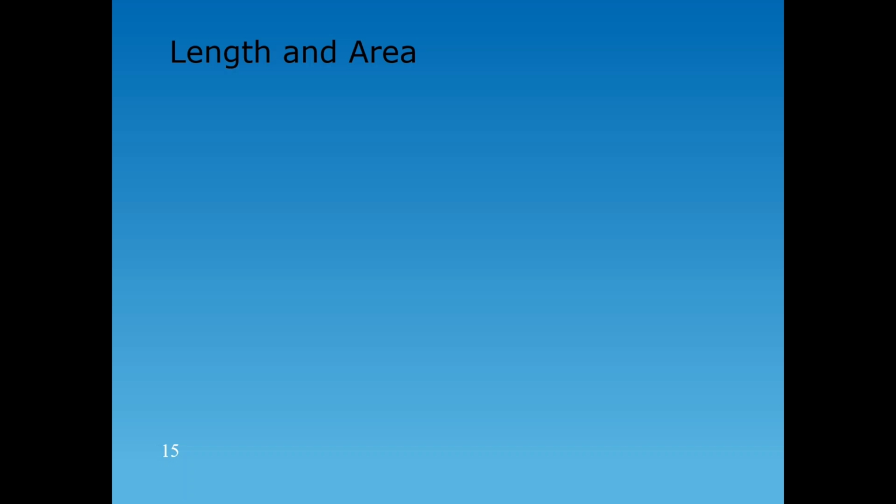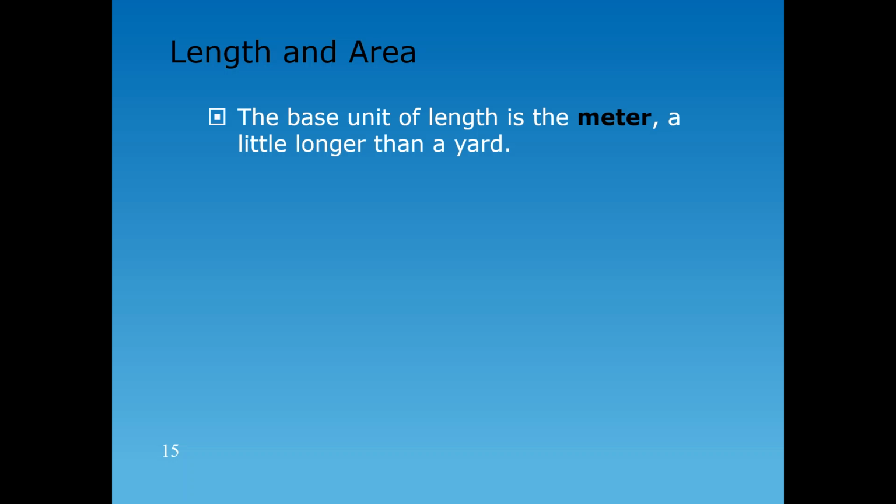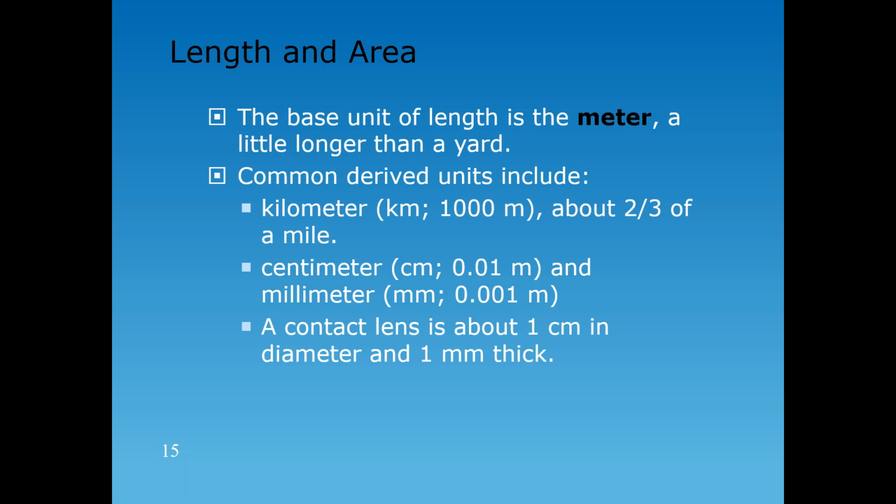Now, the first type of measurement we'll be looking at is length and then area. So the base unit of length, as we said before, is a meter. And just to give you a picture as to what a meter looks like, it is basically a little longer than a yard. And of course, you can have smaller or larger units of length expressed in the metric system when you use it in combination with the prefixes.